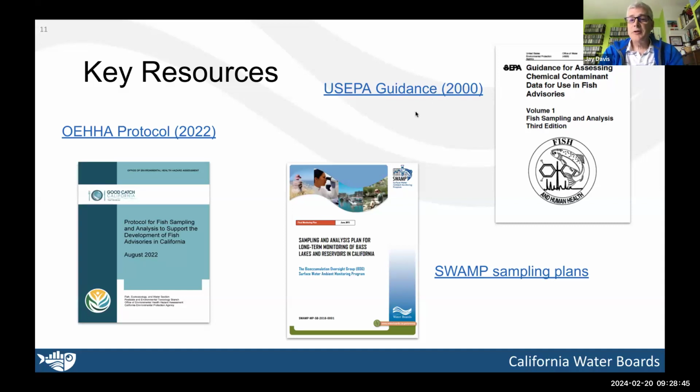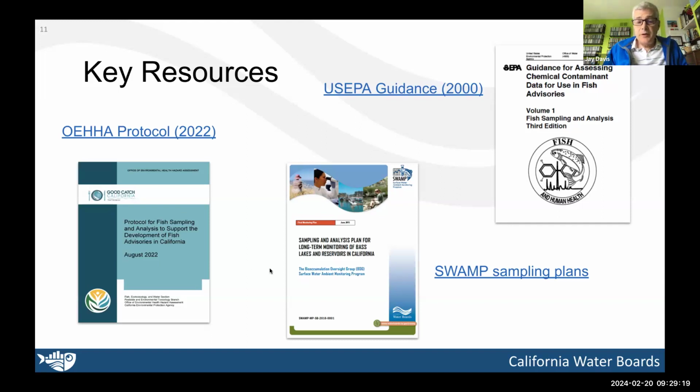So that's a great document. Very thorough treatments of all the different aspects of fish monitoring to support fish advisories. Another key document is from California that Wes is going to share some information from, and that's from his Office of Environmental Health Hazard Assessment, a protocol document for fish sampling and analysis to support development of advisories in California. So very relevant.